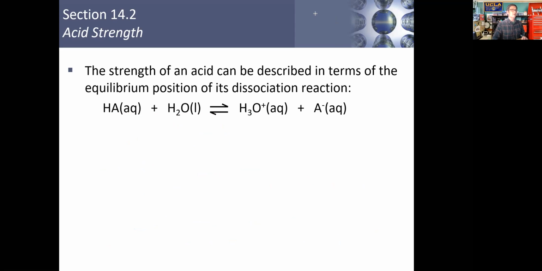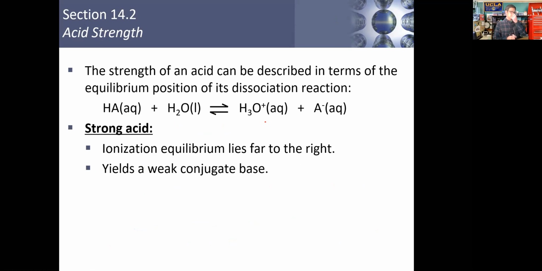Summarizing what we've talked about here. For strong acids, the ionization reaction equilibrium is going to be far to the right, meaning the products are favored. And if the products are favored in this particular process, then it's going to have a Ka that is very large. Make sure you keep this in mind: for strong acids, you will have a large Ka. The bigger the Ka, the stronger the acid.